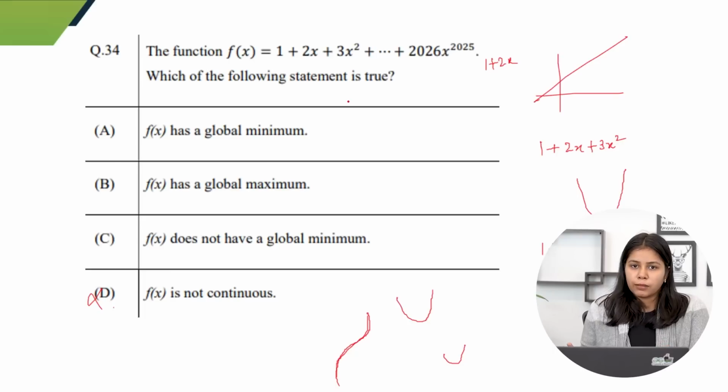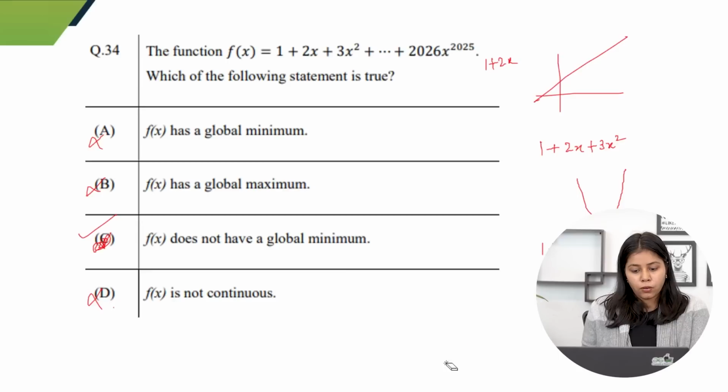We neither get a minima nor a maxima, because x cube does not have a minima and does not have a maxima. So an odd power function behaves in the same way. You can plot the graph and check by yourself. So in this case, f(x) does not have a global minima. A and B would be incorrect, right? f(x) does not have a global minima.